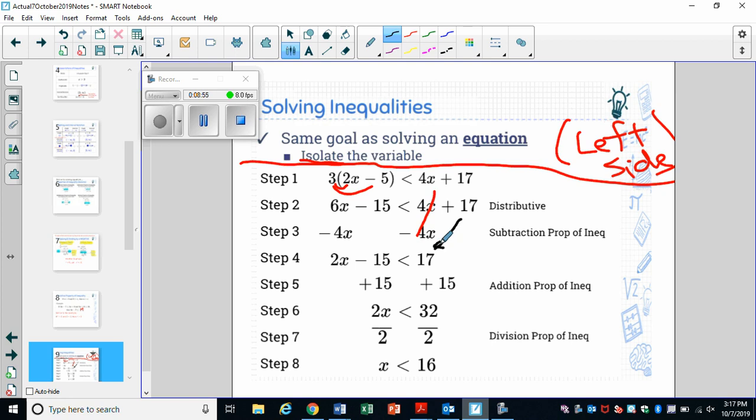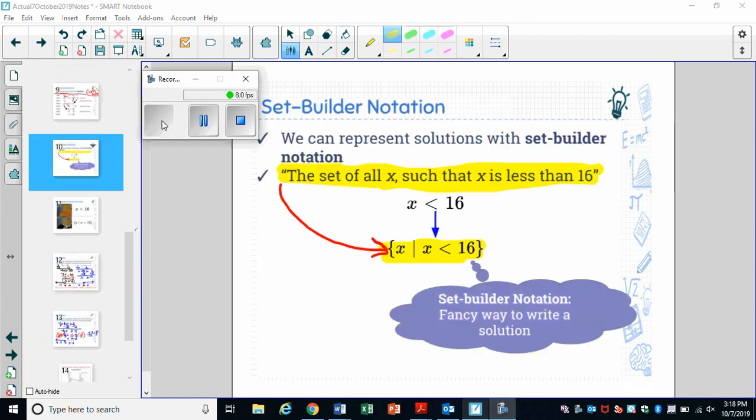And then your next step, you add 15 to both sides. So we wind up with 17 plus 15, which is 32. And then positive and -15 cancel out. So now we're left with 2x is less than 32. And then our last step, divide both sides by 2. And the result, x is less than 16.